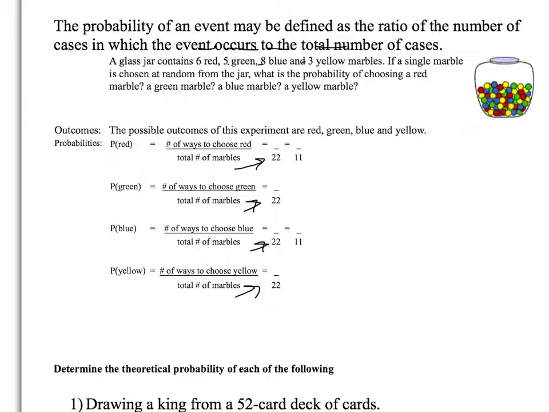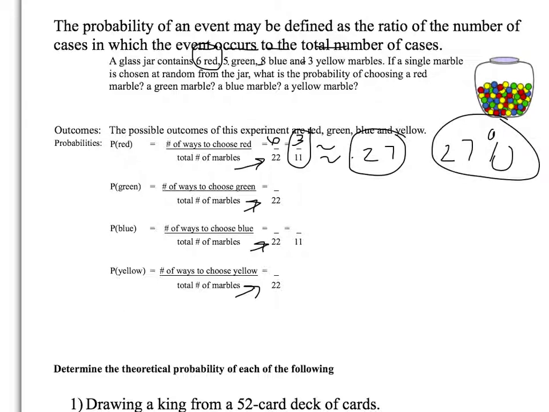Now, the number of ways to choose a red is totally dictated by the number of red. There are 6 red marbles, so the chances of getting a red marble when you pull it out of this jar with these 22 marbles is 6 out of 22, or 3/11. We could go on to divide 3 by 11, and you're probably going to want a calculator. You get approximately 0.27, which would say there's a 27% chance. So we can express probability as a fraction, as a decimal, or as a percent.